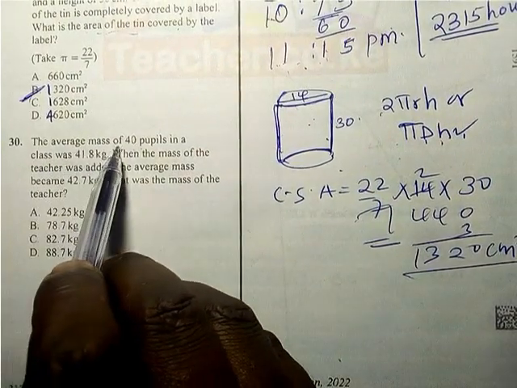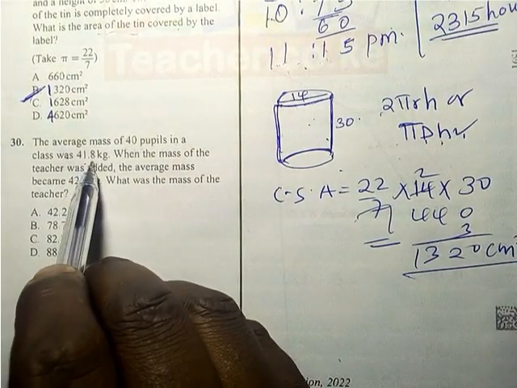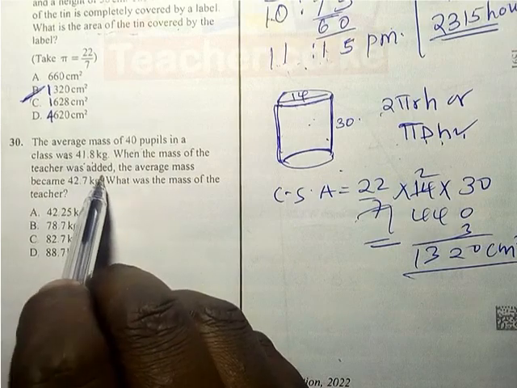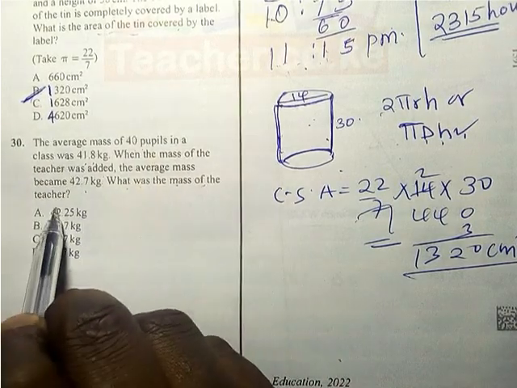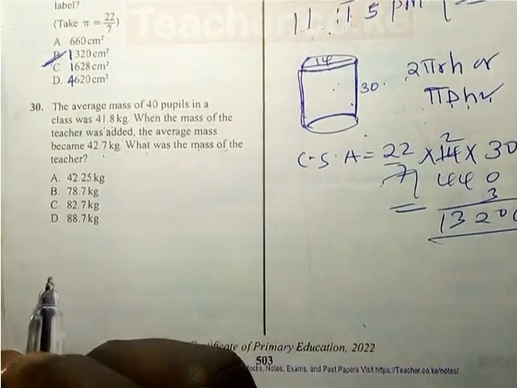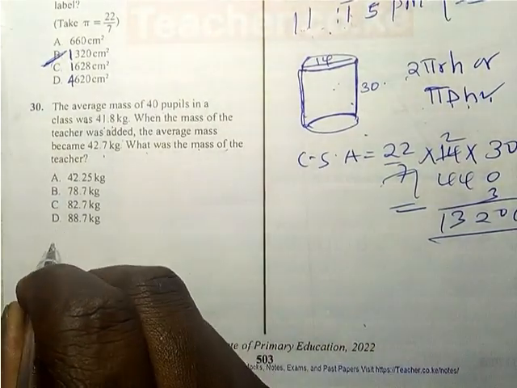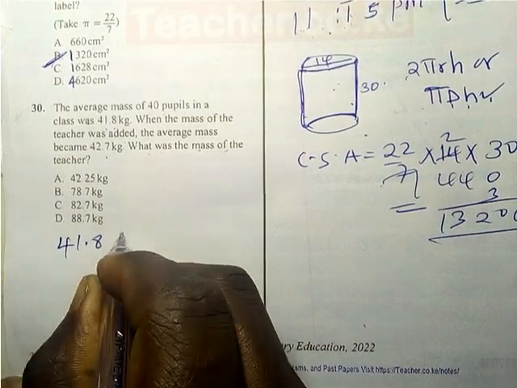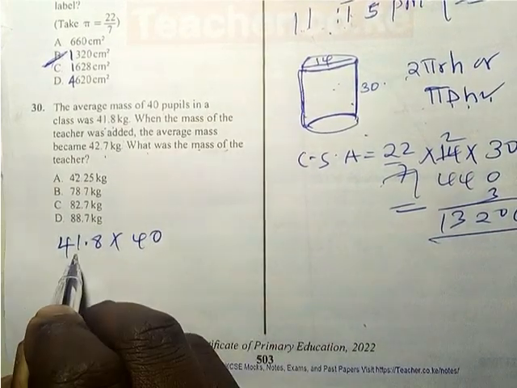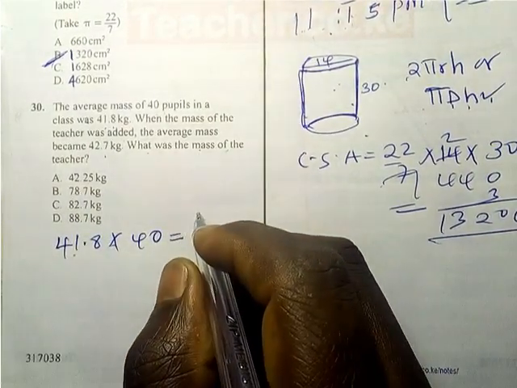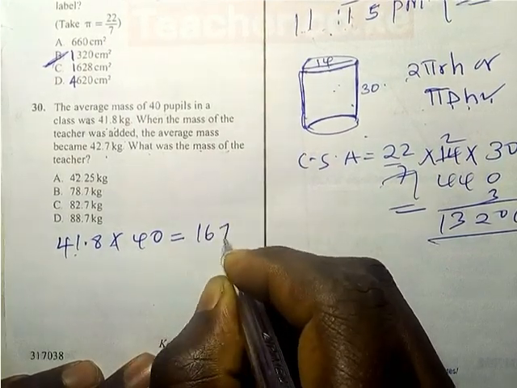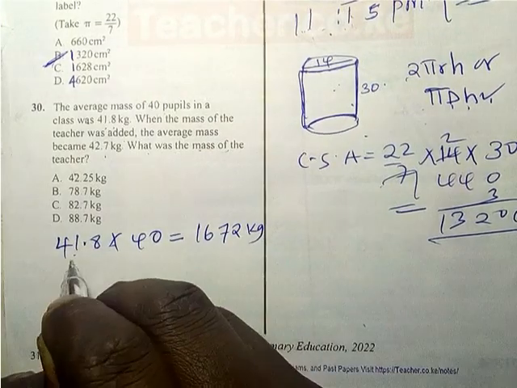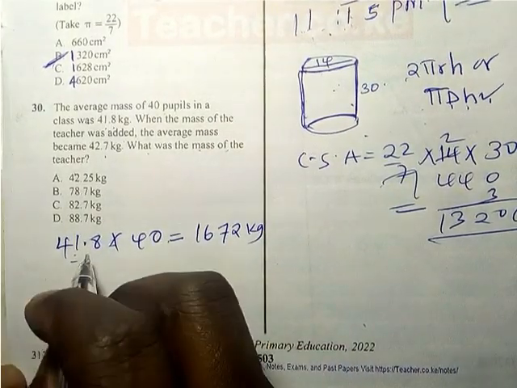The average mass of 40 pupils in a class is 41.8. When the mass of the teacher was added, the average mass became 42.7. What was the mass of the teacher? So first let us get the mass of the pupils. One pupil is 41.8 times 40. So if you do the multiplication here you get that the total mass of the students was 1672 kilograms.